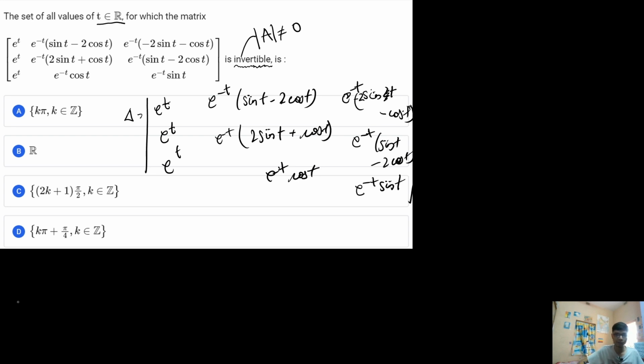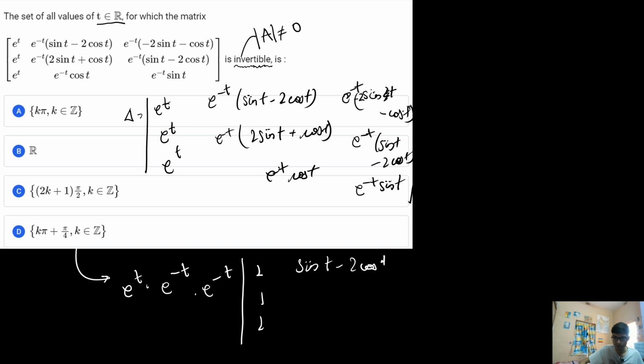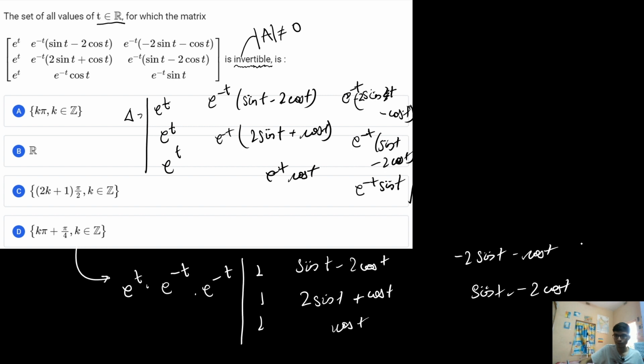Now if you compute the determinant value of this particular thing, what I can do from here is take e to the power t common from the first column, e to the power minus t from the second column, and e to the power minus t from the third column, and then we get the result as 1 1 over here, and this element will be sin t minus 2 cos t, and this will be 2 sin t, sorry, this will be plus cos t, and this will be cos t, and similarly here it will be minus 2 sin t minus cos t, this will be sin t minus 2 cos t, determinant, and this will be basically sin t.